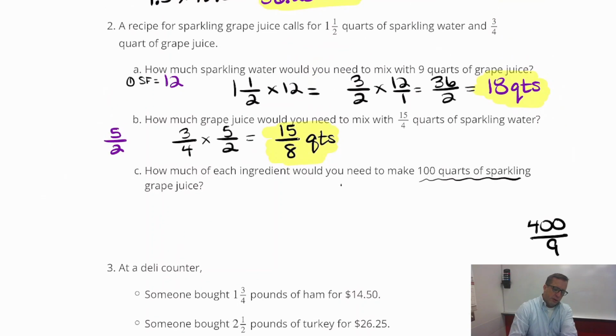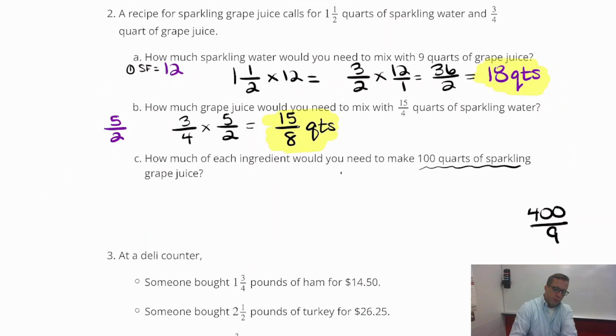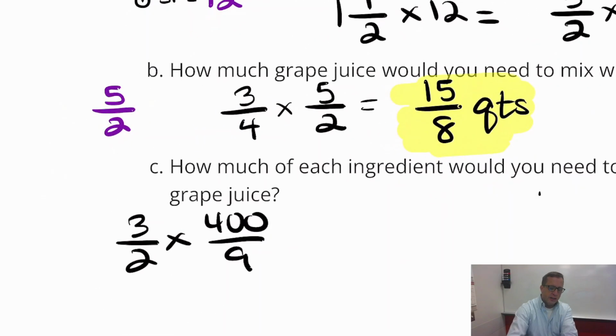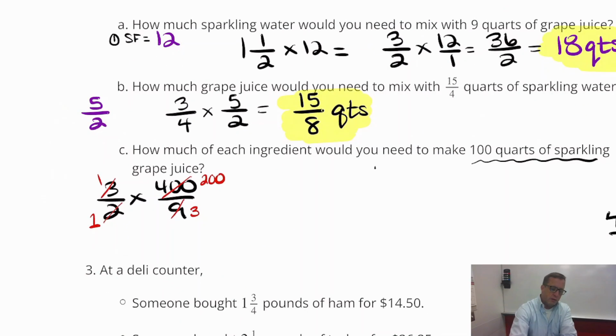All right, so let's do the sparkling water. So we're going to do 1.5 times 400 nights. So 1.5 is really 3 halves. So we're going to do 3 halves times 400 nights. So we can do some cross canceling on that one for sure. The 3 and the 9 can both be divided by 3. And 400 and 2 can both be divided by 2. All right, so then we're left with 200 thirds.